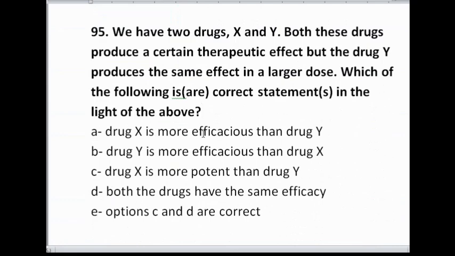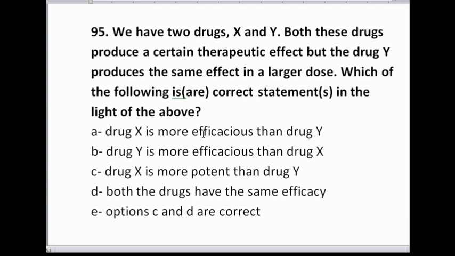We have two drugs, X and Y. Both these drugs produce a certain therapeutic effect, but the drug Y produces the same effect in a larger dose. Which of the following is or are correct statement or statements in the light of the above? Drug X is more efficacious than drug Y. Drug Y is more efficacious than drug X. Drug X is more potent than drug Y. Both the drugs have the same efficacy. And last option is option C and D, both are correct.